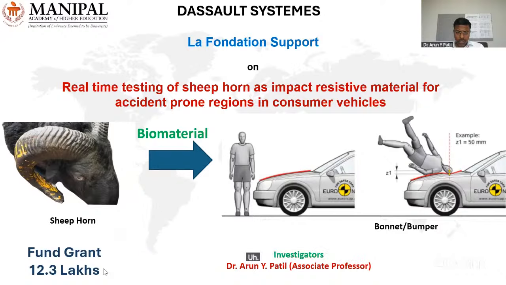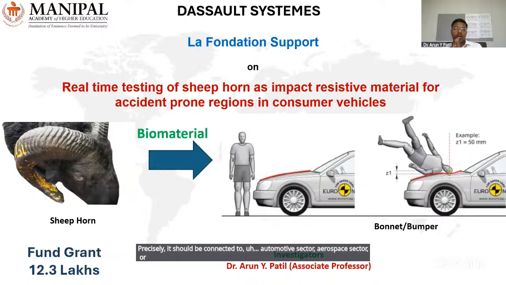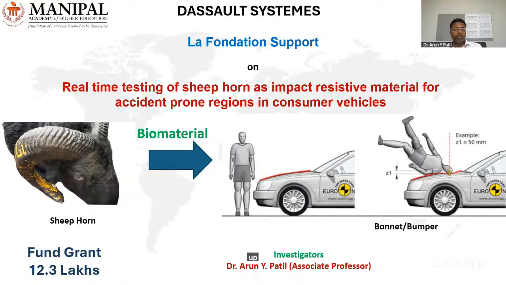They focus mainly on four to five domains. Precisely, it should be connected to the automotive sector, the aerospace sector, the medical domain, biotech, or AI and ML. So these are the main areas wherein they fund up to 15 lakh, depending on the need and requirement.